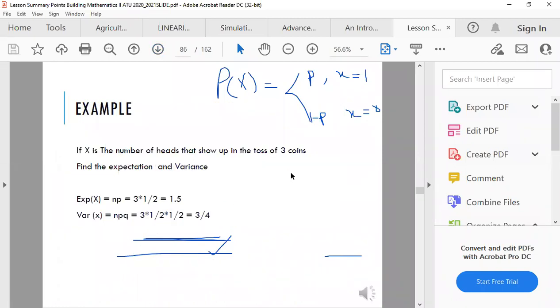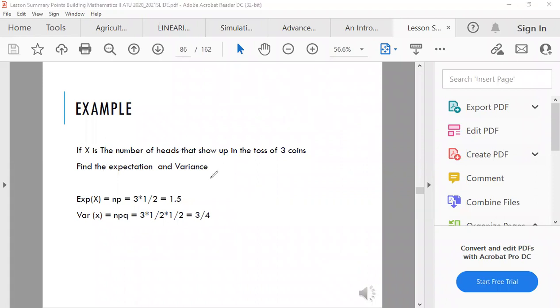Good. So we have an example here. It says, if X is the number of heads that show up in the toss of 3 coins, find the expectation and the variance. Okay, good.